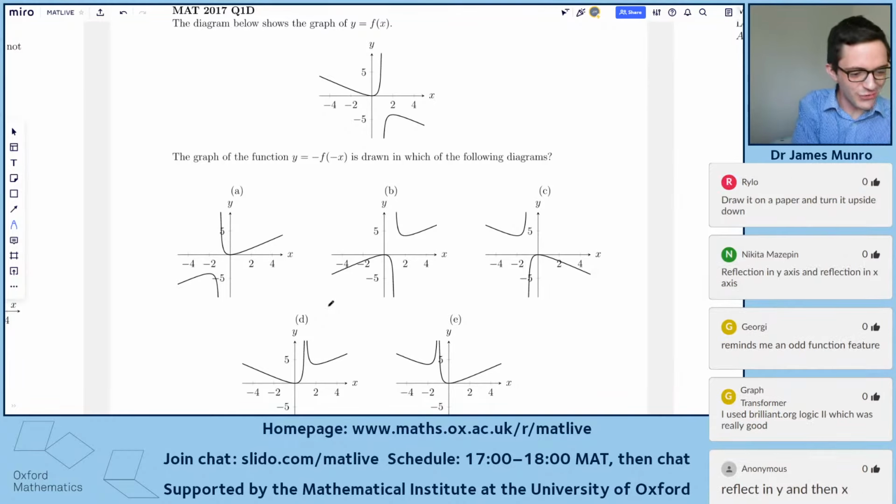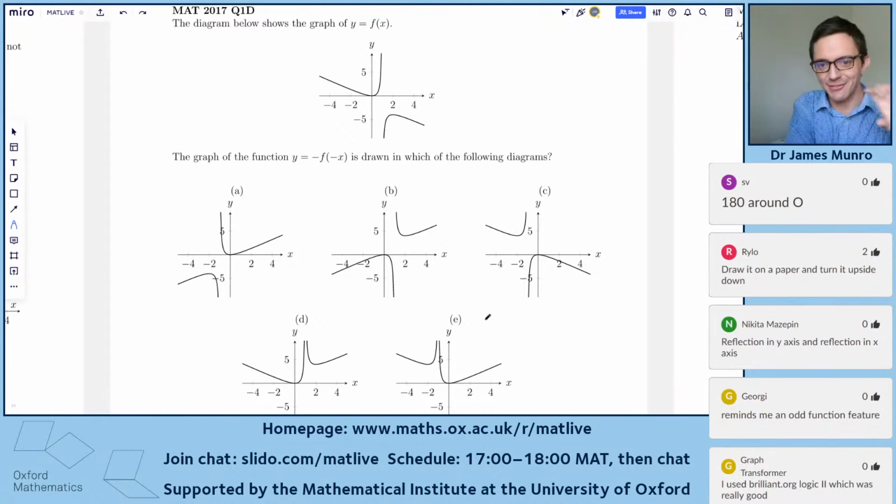Rilo's got this suggestion: draw it on paper and turn it upside down. Wow. I quite like this kind of practical approach. What do people call that? Practical geometry or something? Okay. Good. Somebody thinks there's like a rotation. Turn it around. So yeah, when Rilo turns it upside down, there's a couple of things that could mean. So it's a little bit tricky.